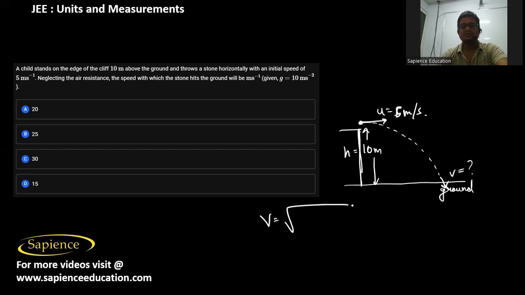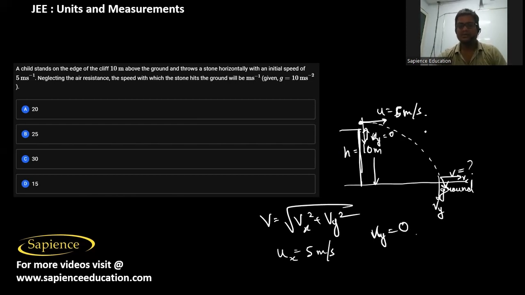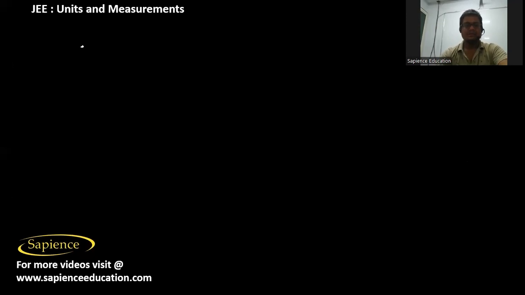So v will be square root of vx square plus vy square, which will have some x component and some y component. Now for the initial velocity, the x component is 5 meter per second and the y component, Uy, will be 0. And g is acting vertically downwards, which is 10 meter per second square, the acceleration due to gravity, and there is no air resistance. So it is under free fall. Therefore, Vy will be equal to Uy plus gt.